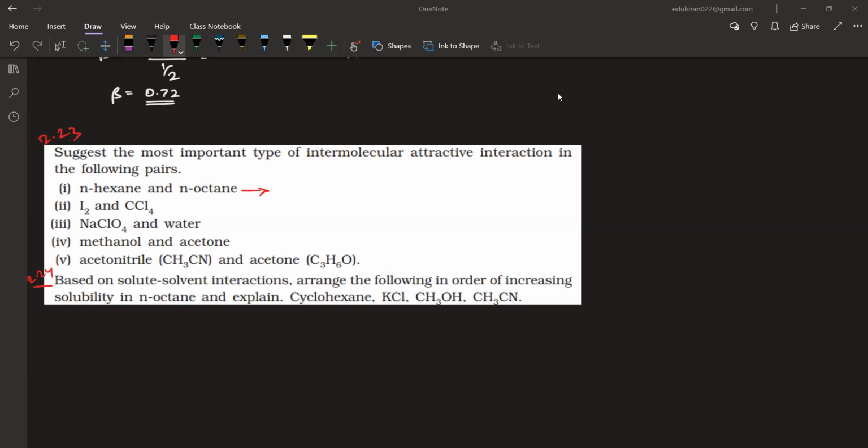Hiba, we have done these things in 11th standard also, right? States of matter, the first lecture. Hexane and octane both are non-polar. Achha, iodine and CCl4, both of these are what again? Polar, non-polar. This is the structure of I2. This is the structure of CCl4.